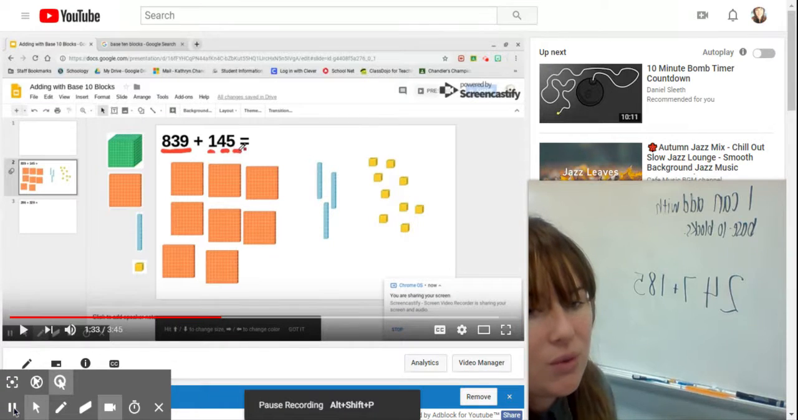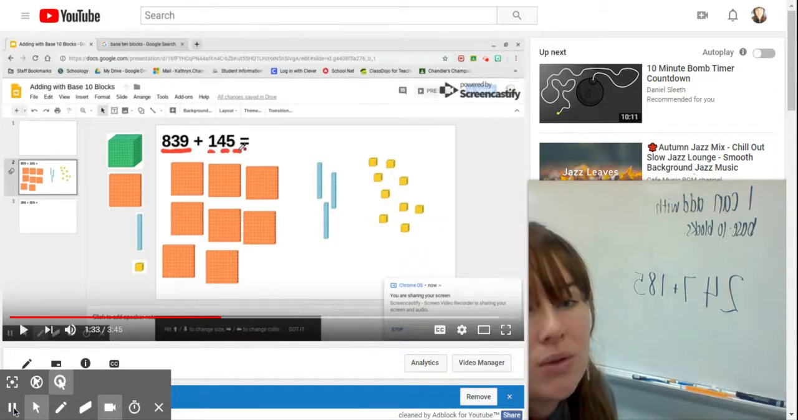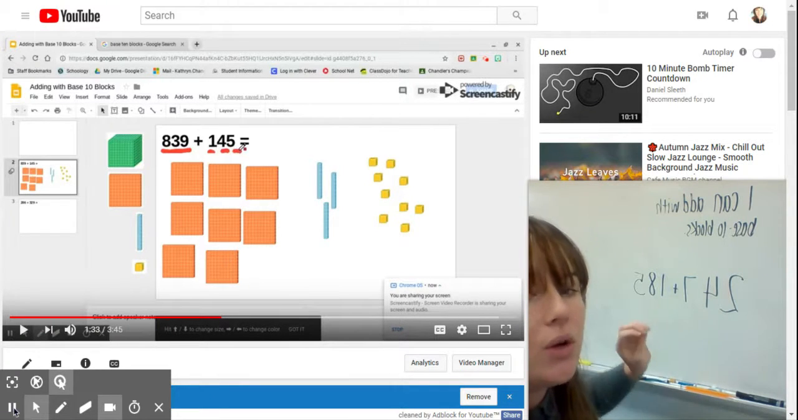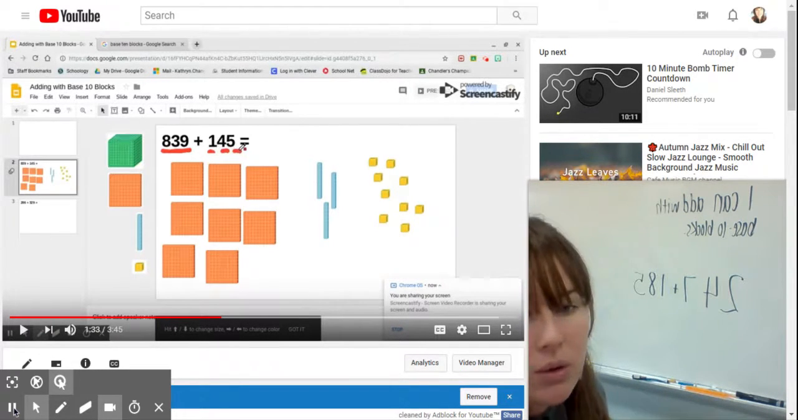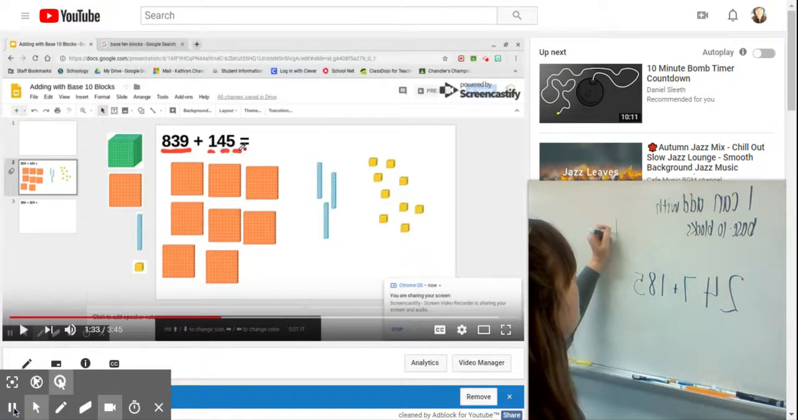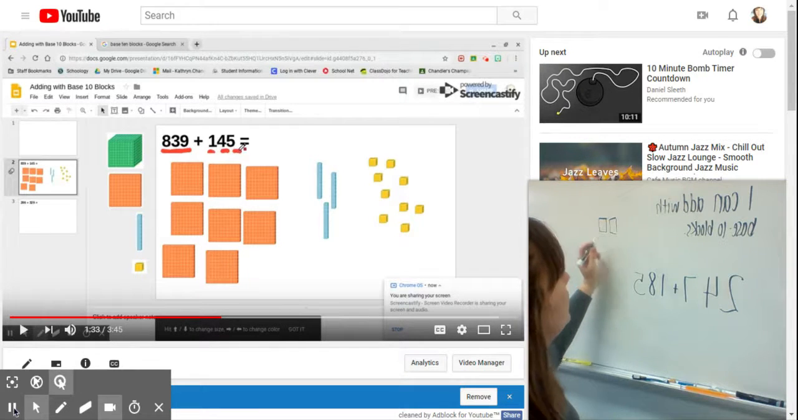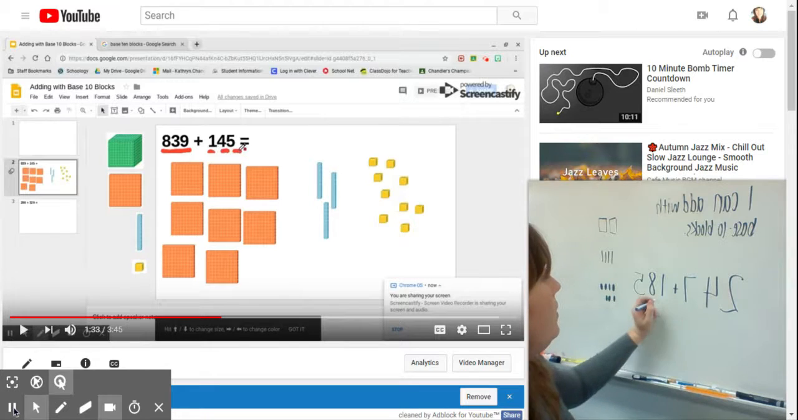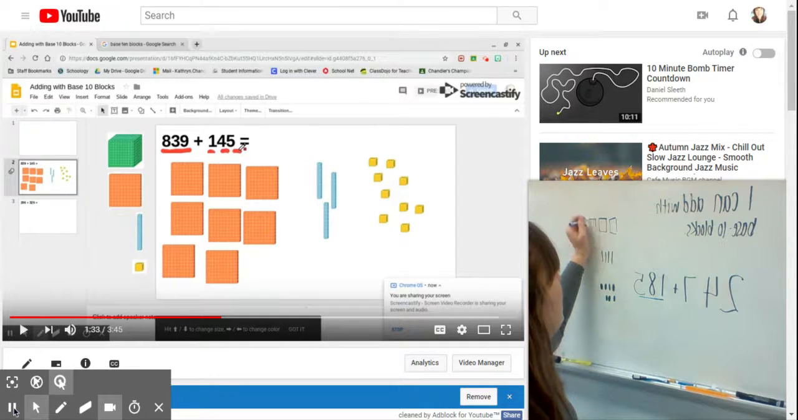The next one we're going to do is 247 plus 185. The reason I chose this one specifically is because you're going to have to convert 2 different times. That's also called regrouping. You'll have to regroup 2 different times. I'm going to draw my first number, 2 hundreds, 4 tens, and 7 ones. And then I'm going to add my second one, 185. 100, 8 tens, and 5 ones.